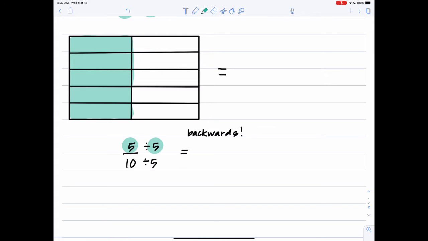Division equation: 5 divided by 5 gives you 1, and 10 divided by 5 is going to give you 2. So 5/10 divided by 5 on the top and the bottom is 1/2. We have 1 shaded region and 2 total regions if we have 1/2.